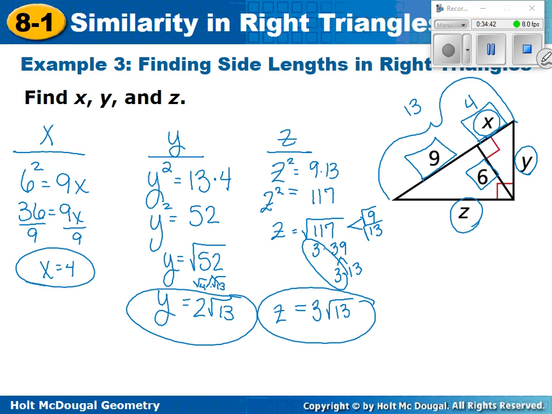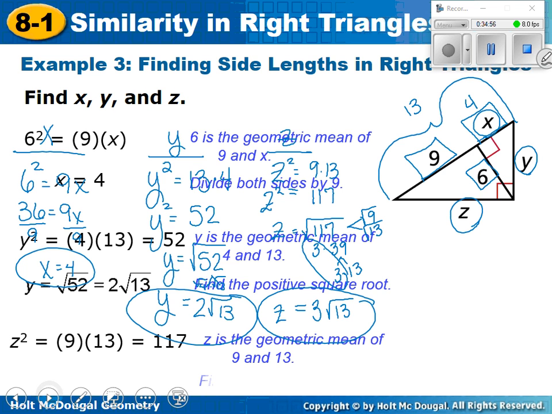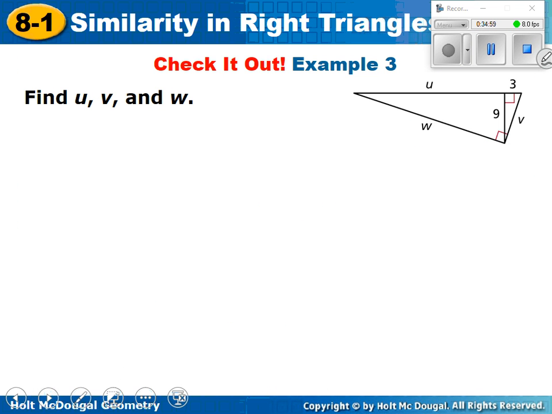So be careful. Some of those numbers can get big and ugly, and you just need to check. You've got a calculator. You'll have a calculator on the test. Any questions on this one? All right. I want you guys to try the next one with your partner. See if you can find U, V, and W, and then we'll check it. And if you're having trouble, please ask me so I can help you one-on-one.